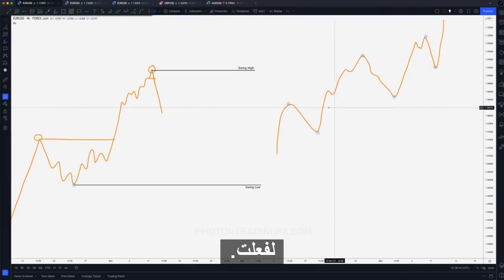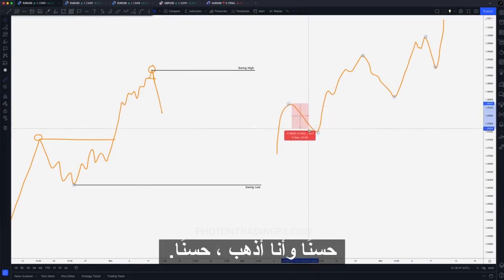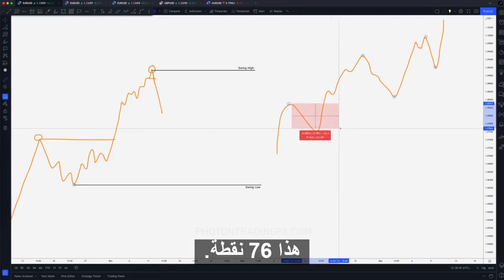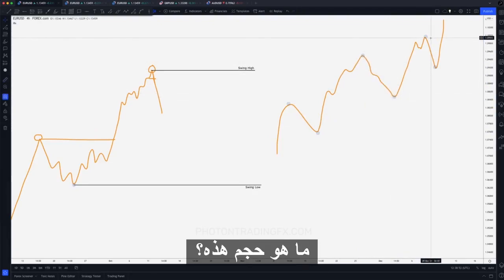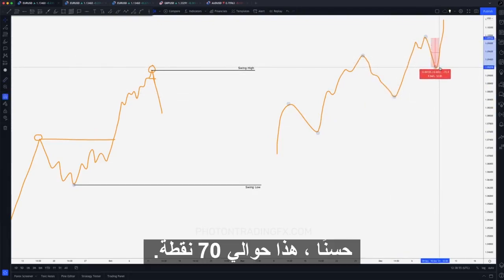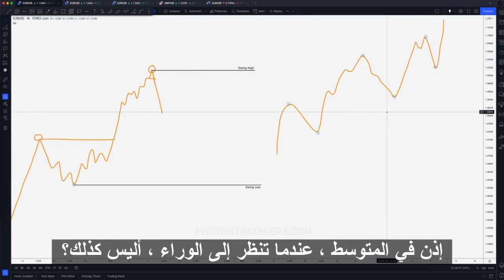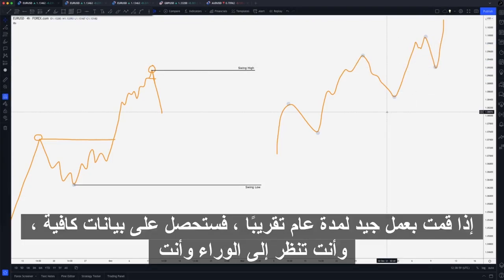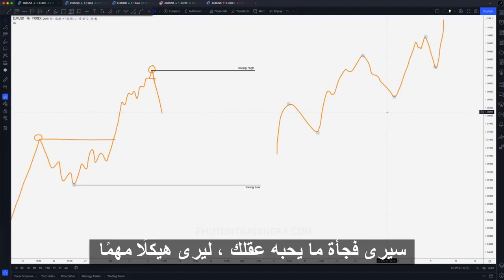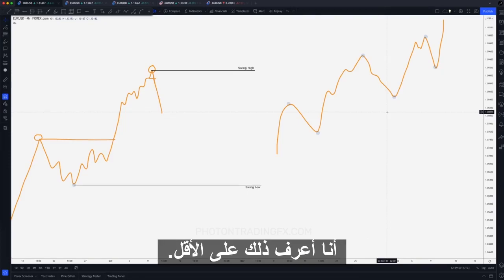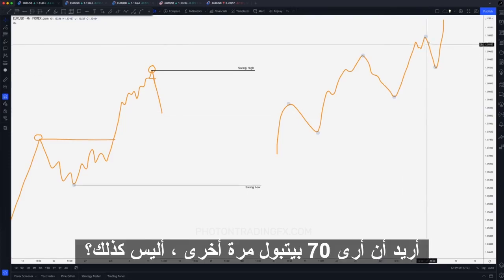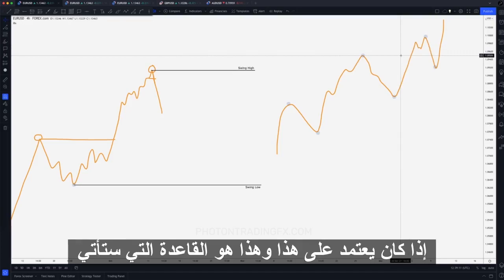And then what I did is I measured them all, right? And I go, okay, that's 76 pips. How big is this one? That's 103 pips. How big is this one? That's about 70 pips. So on average, if you look back about a year, with enough data, you will suddenly see what your mind likes to see as significant structure. And you will go, okay, on this time frame, on this pair, I know that at a minimum I want to see a 70 pip pullback, if it was based on this. And that's the rule I would come up with.